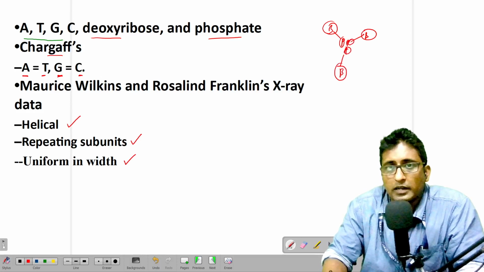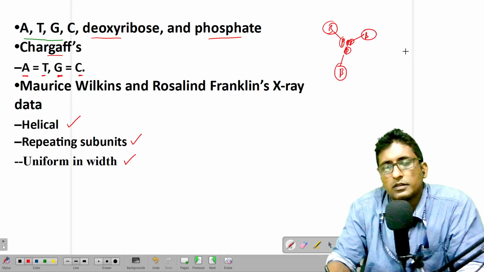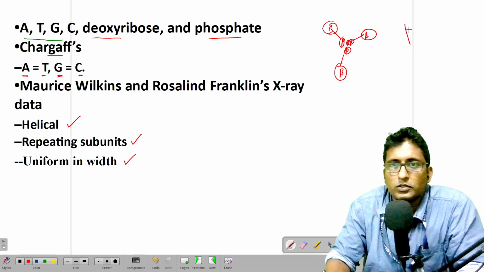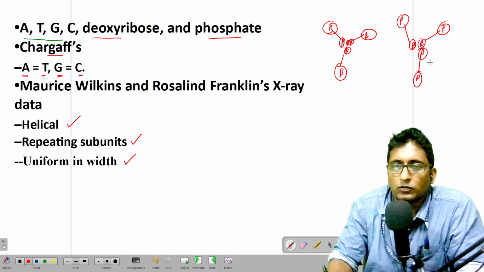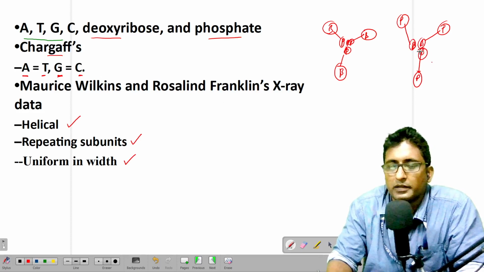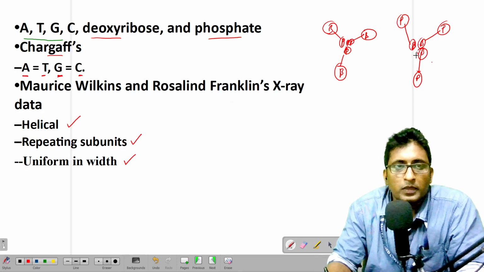Whereas Fraser, another scientist of the same time, had a different idea: he put the phosphates on the outside and the bases towards the inside. This is another idea that was given, and I think Fraser also had made hydrogen bonds between them.